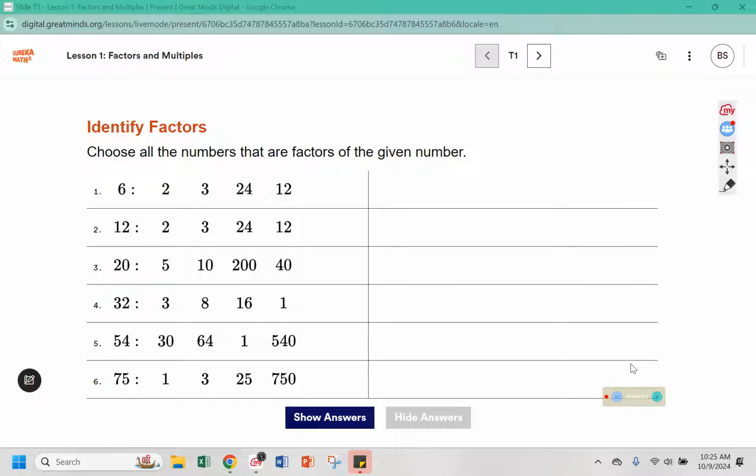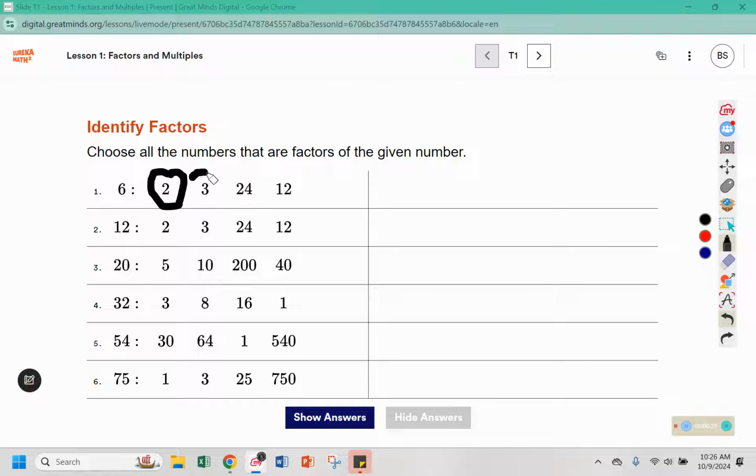Choose all of the numbers that are factors of the given number. Remember, a factor is a number that divides the given number exactly or evenly without any remainders. So 6 divided by 2 would come out perfectly with no remainders. 6 divided by 3 also would leave no remainders.